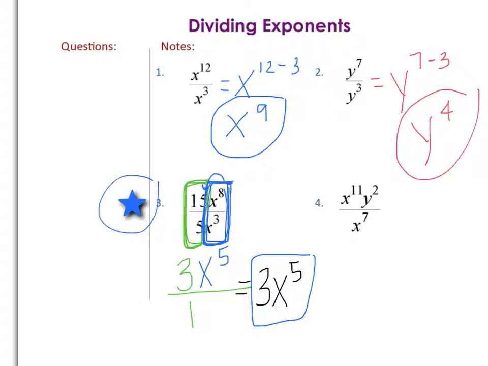Well, we have another example over here. It says x to the 11th times y to the 2nd over x to the 7th. Well, same idea here. I have two different variables. I'm going to look at just my x's. My x's say x to the 11th over x to the 7th. Well, that gives me x to the 11 minus 7. Well, whenever I do that subtraction, I get x to the 4th.